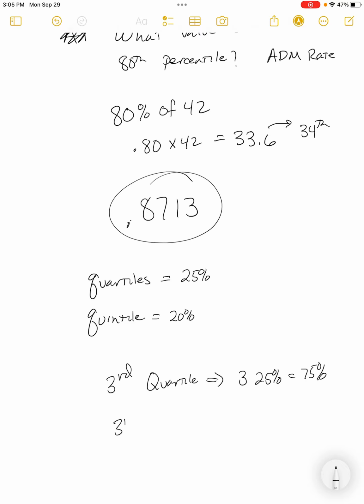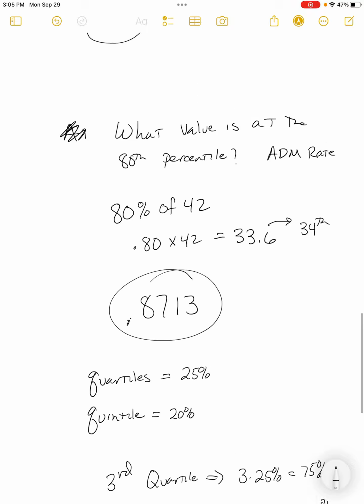If they ask for the third quintile, that's just a funny way to say you need 3 of these 20% pieces. So you're really dealing with the 60th percentile. In essence, for the third quartile, find the 75th percentile. For the third quintile, find the 60th percentile. And you just do the same thing: find out what that location is, round up, and go to that location.